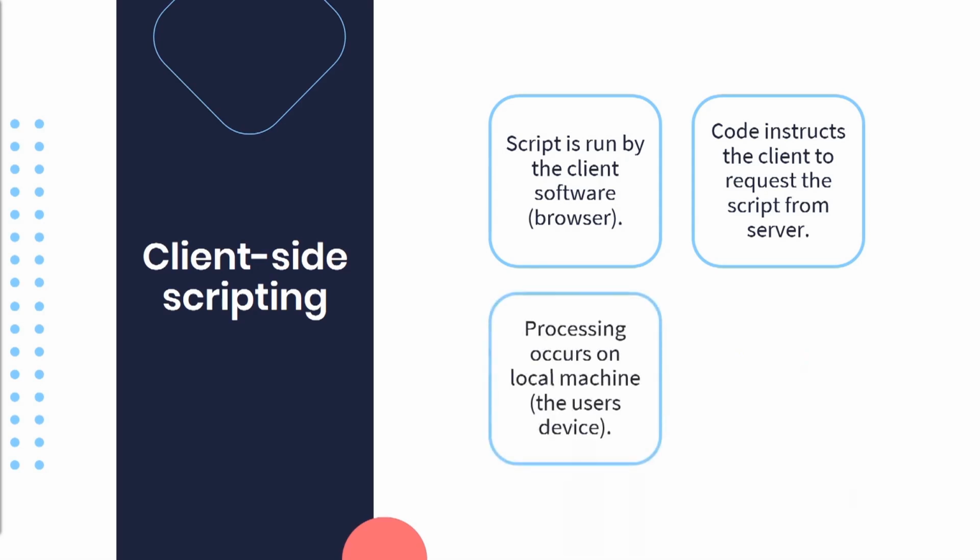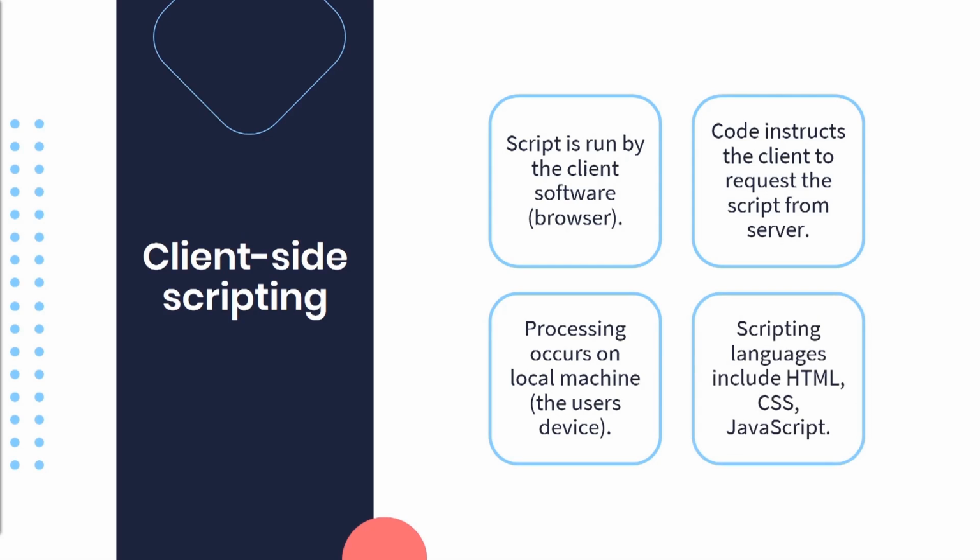The processing occurs on the local machine, the user's device, and this is essentially where all the interpretation and everything gets rendered. This is why we say on the local machine. And then lastly, scripting languages for the client side include languages such as HTML, CSS, as well as JavaScript. Okay, great. Now, let's move over to server-side scripting.